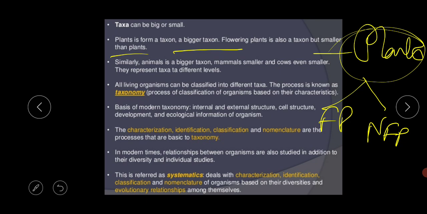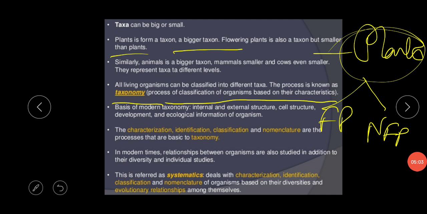So all living organisms can be classified into different taxa. This process is known as taxonomy. What is the basic definition of taxonomy? The basic definition of taxonomy is that it is the process of classification of organisms which is based on their characteristics.